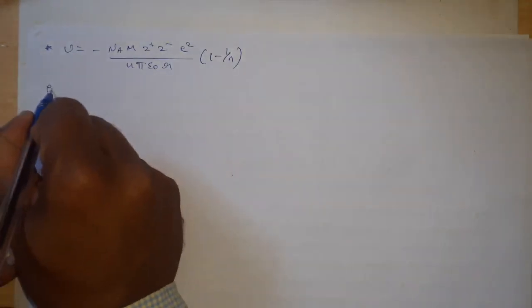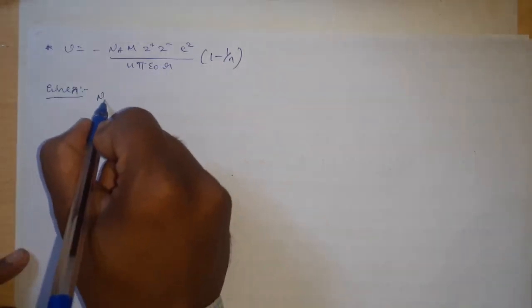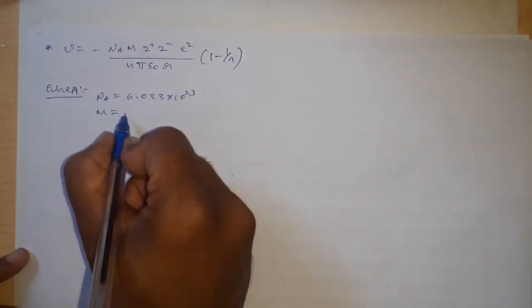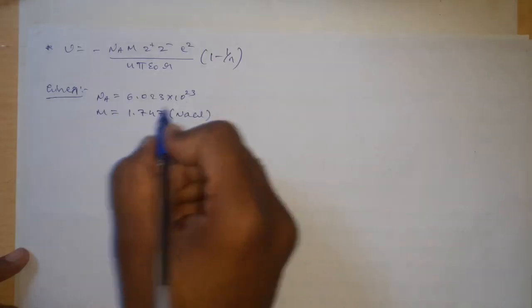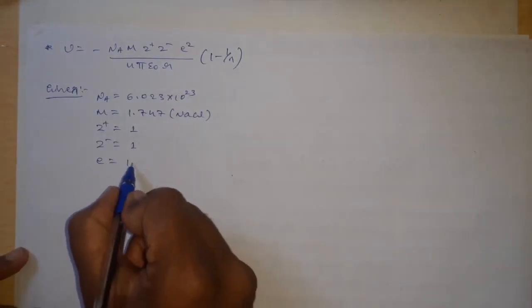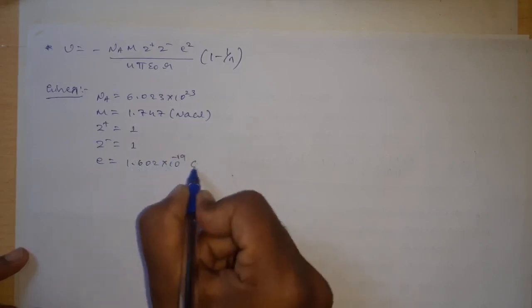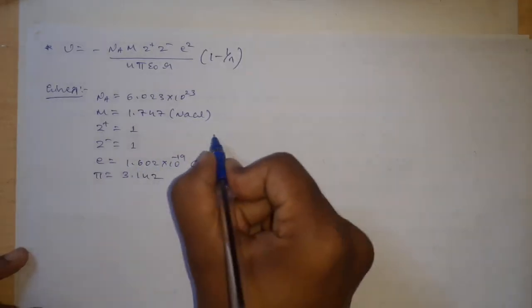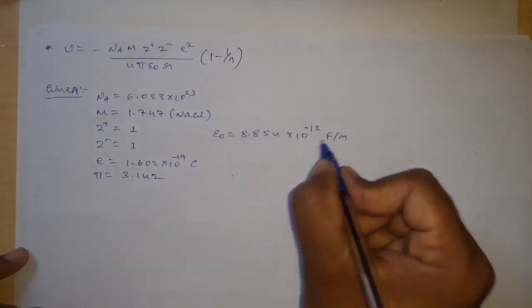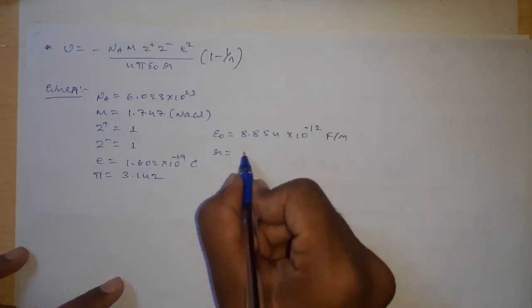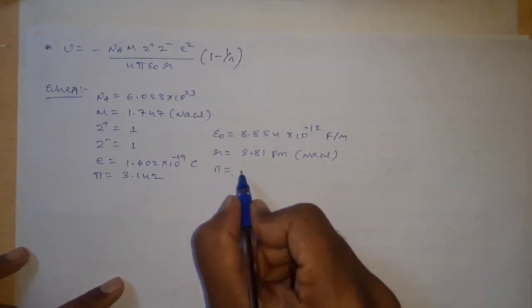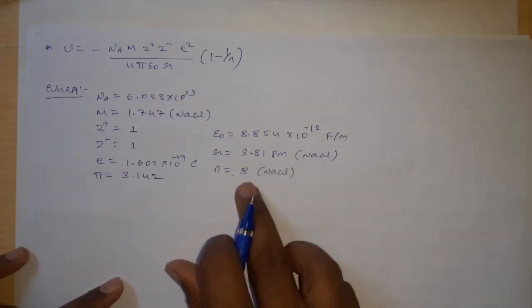And here they have already given the Avogadro number Na is 6.023 into 10 raised to 23, and the Madelung constant value for NaCl is 1.747, and Z plus is 1 for Na and Z minus is 1 for Cl, correct, and the charge of electron is 1.602 into 10 raised to minus 19 coulomb, and pi value is 3.142, correct, and epsilon naught value is 8.854 into 10 raised to minus 12 farad per meter, and R, that is the interionic distance, is 2.81 picometer for NaCl, Na plus and Cl minus, and the value of N, that is the Born exponent for NaCl, is 8.